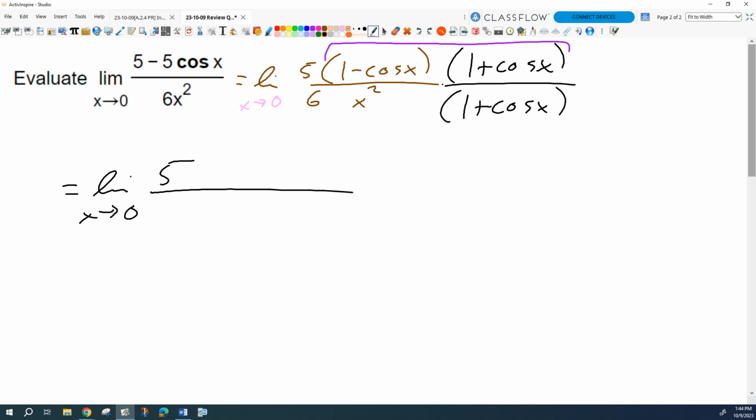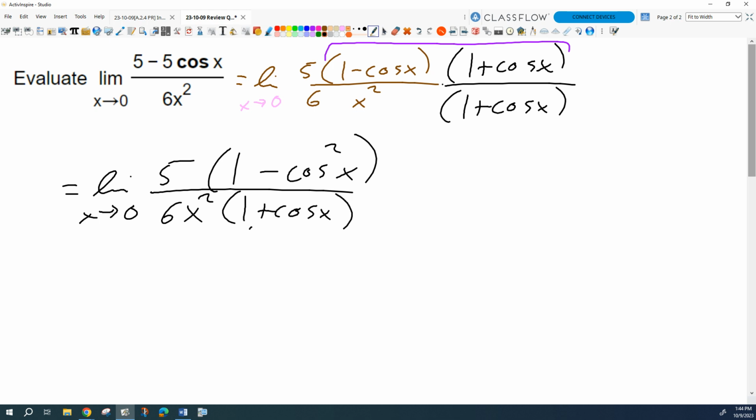So on the top, we're going to get a squared, which is 1, minus b squared, which is cosine squared x. On the bottom, we just get 6x squared times the quantity 1 plus cosine x. Okay, well, what is 1 minus cosine squared x? It's sine squared, isn't it? And where does that come from?